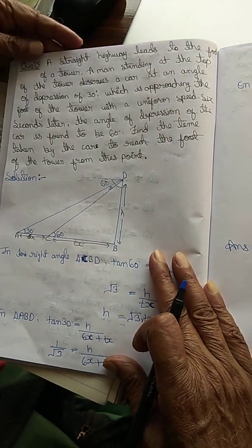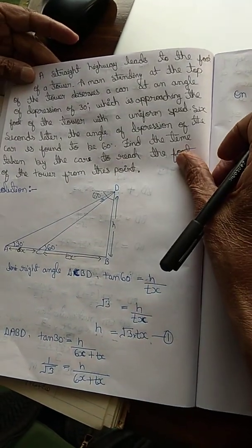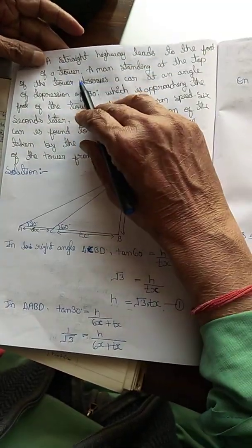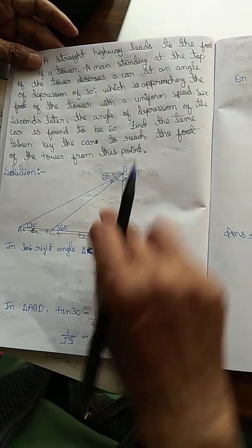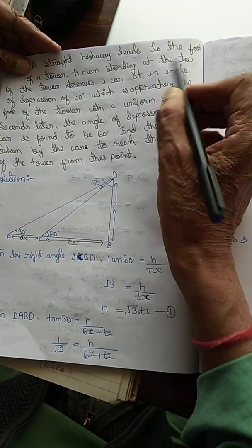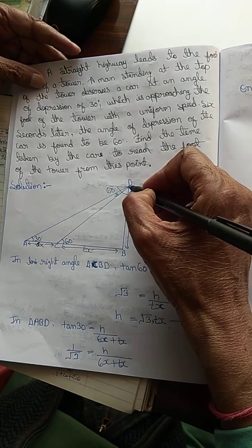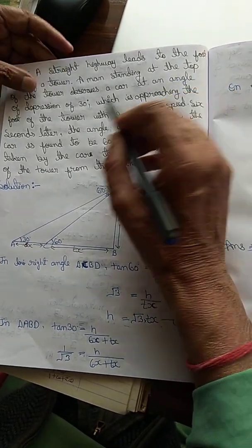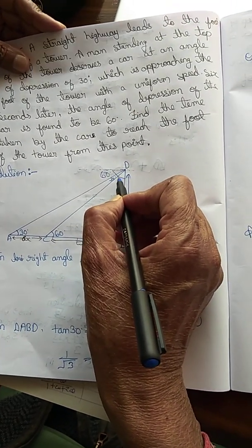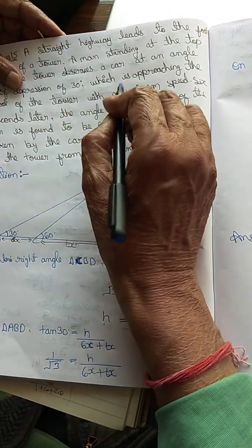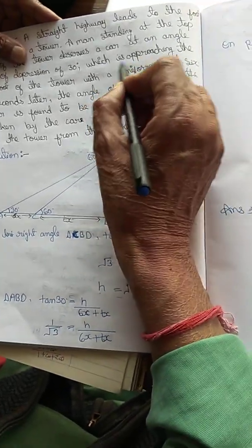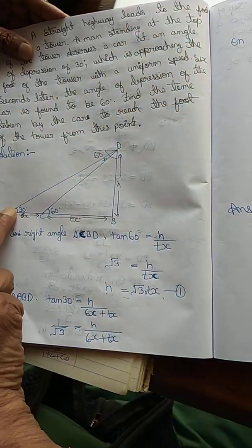Question 10. A straight highway leads to the foot of the tower. This is the highway and this is the tower. This is the foot of the tower. A man is standing at the top of the tower D and observes a car at an angle of depression of 30 degree, which is approaching the foot of the tower.